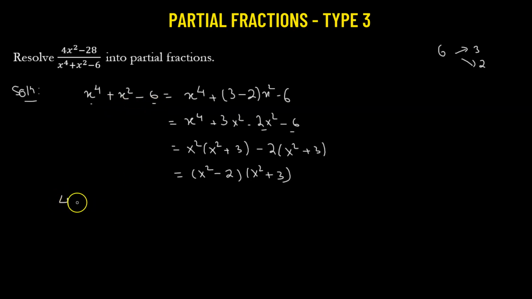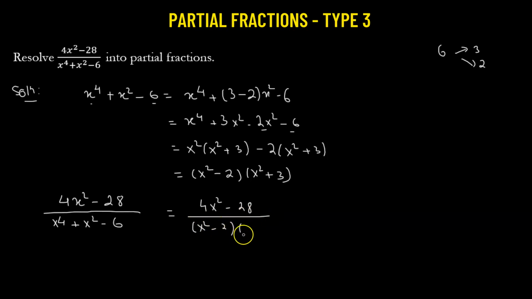Meaning we can now rewrite (4x squared minus 28) divided by (x raised to the power of 4 plus x squared minus 6) as (4x squared minus 28) whole divided by (x squared minus 2) multiplied by (x squared plus 3). So we have now rewritten the given rational fraction in such a way that we have two factors in the denominator. These two factors, which are quadratic in nature, tell us that we are going to get two partial fractions if we are to split it.